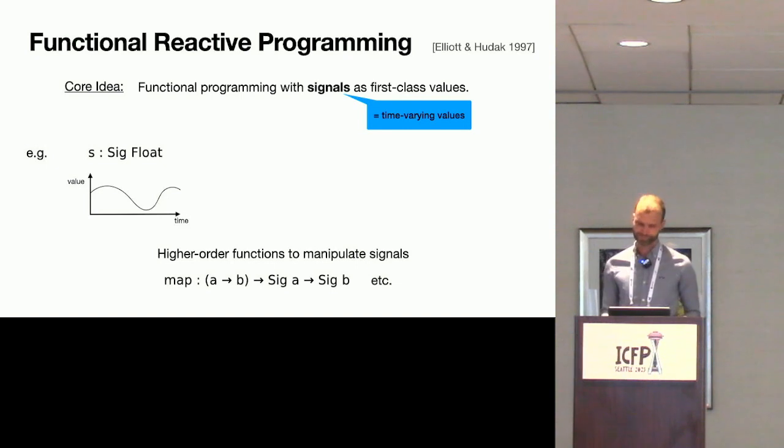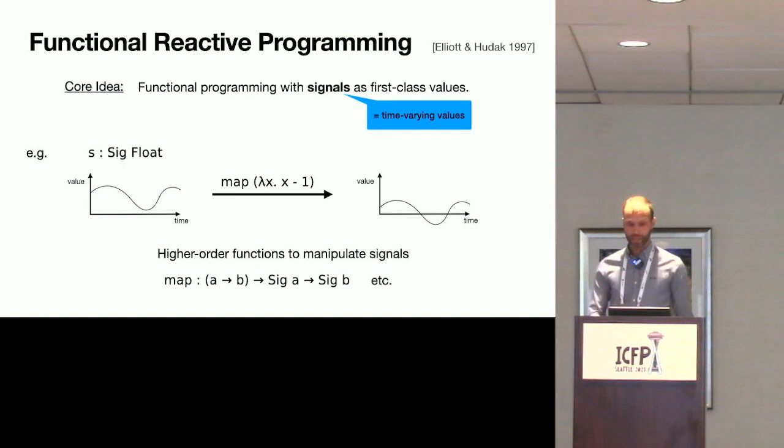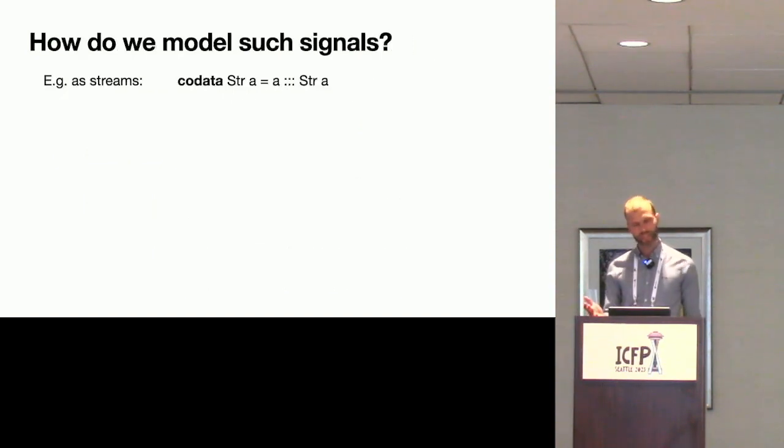And we want to manipulate them in the usual functional programming way, right? That we have combinators, higher order functions that we define to construct these signals and compose and manipulate them. For example, a map function like this we would use to manipulate this signal by subtracting 1 from it. All right, so that's the core idea of functional reactive programming.